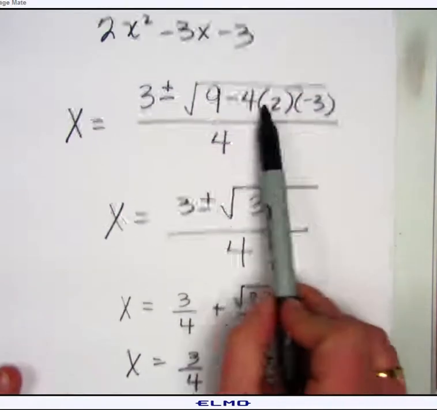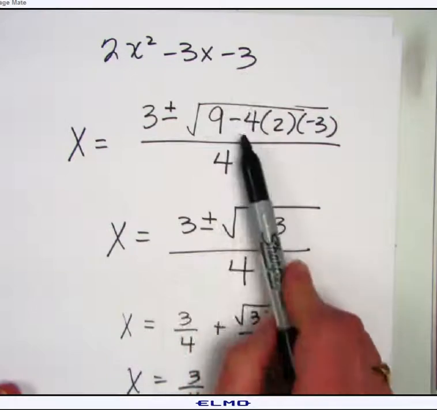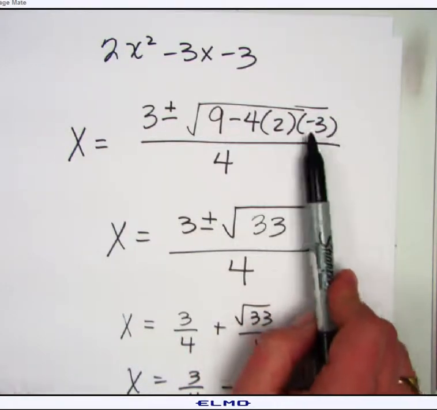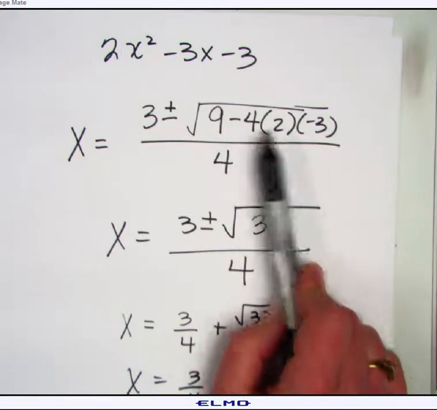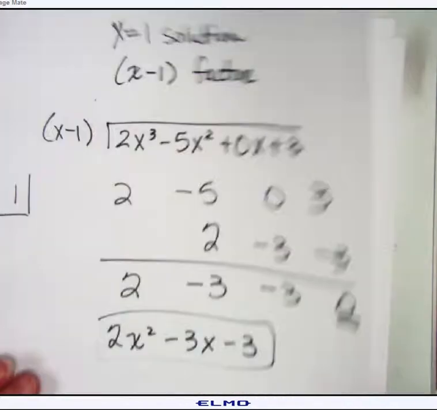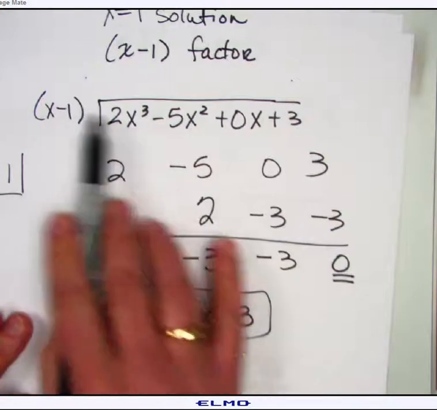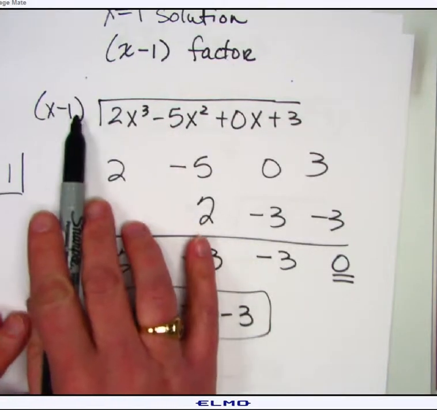So I think your question was about this part right here. You had to divide this correctly, but it's -4, a is 2, and c is -3. So this would be a positive 12 times 2 is 24, plus 9 is 33. Okay? And again, I come up with 2x squared minus 3x minus 3 by dividing my cubic by one factor, which is x minus 1.